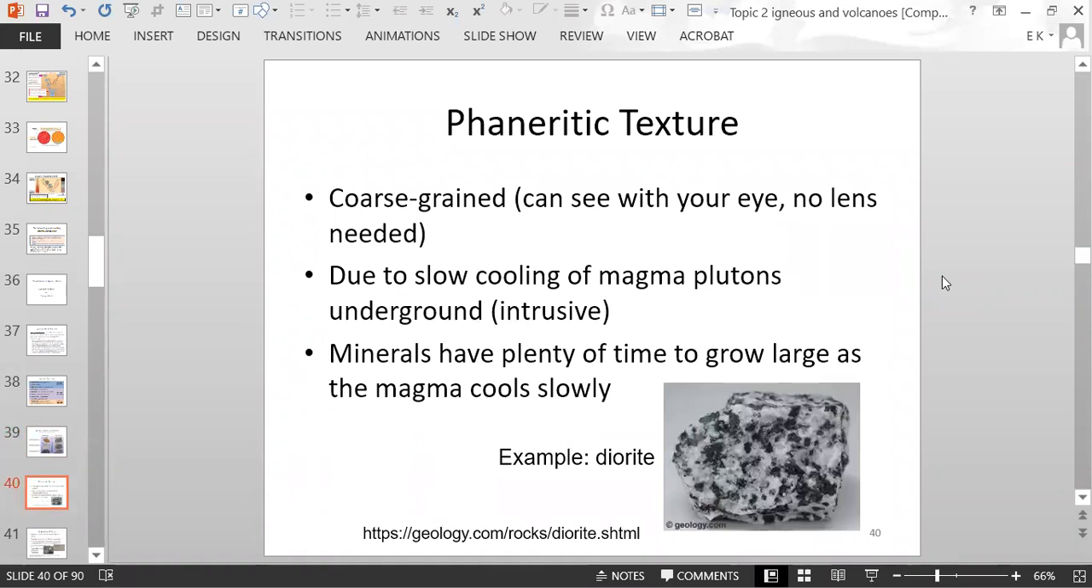Okay, so phaneritic textures are coarse grained, meaning you could see it with your eye. You don't need a magnifying lens or a microscope. And this texture is related to slow cooling of magma underground. The minerals have plenty of time to grow large as the magma cools slowly. So an example would be this rock called diorite.